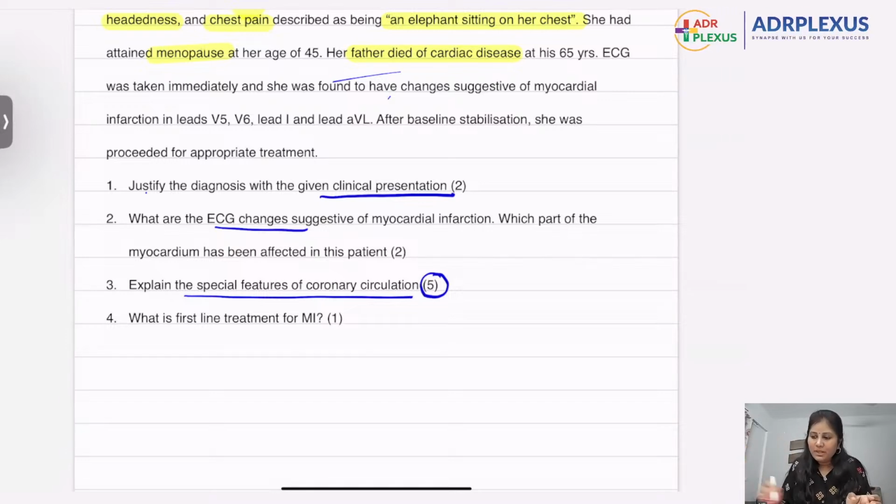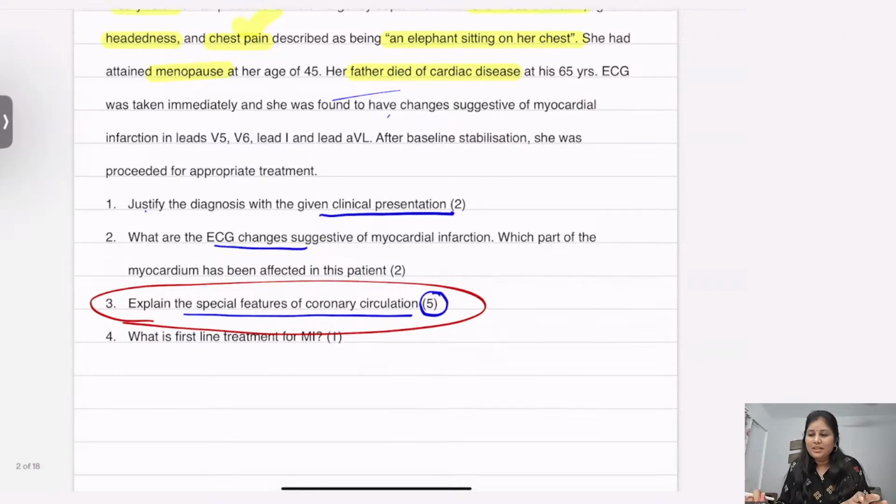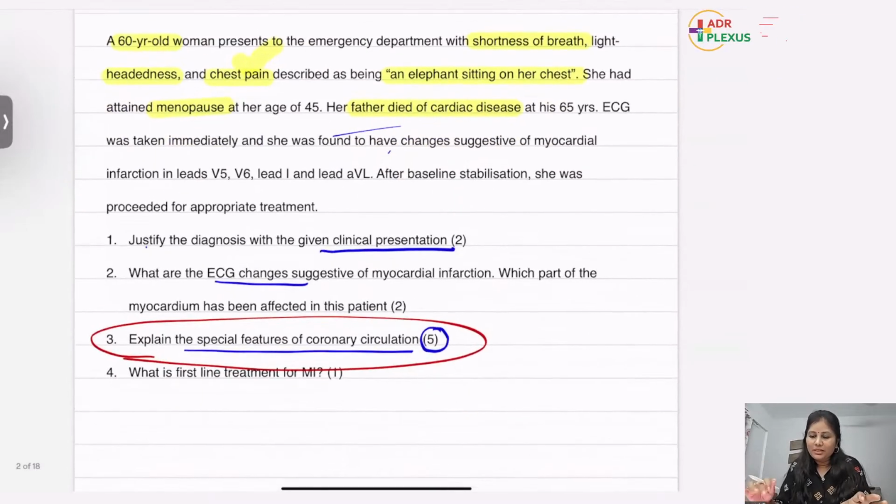Always remember, it is only this question that matters. All other things you can definitely answer, but even if you are not able to make them out, don't worry about it. You will get maximum marks if you just know the core physiology part. But my aim is to make you get 10 out of 10.